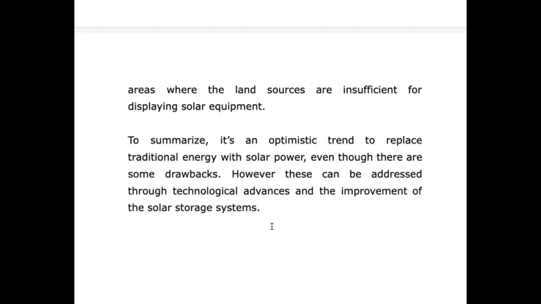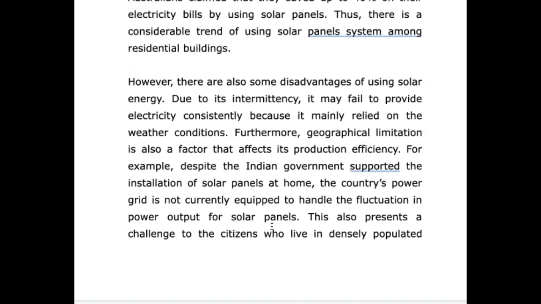To summarise, it is an optimistic trend to replace traditional energy with solar power. Good variation, even though there are some drawbacks. However, these can be addressed through technological advances and the improvement of the solar storage systems. Beautiful. Excellent work there, Wen.